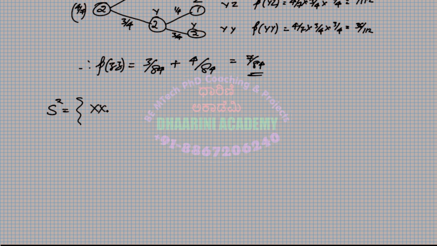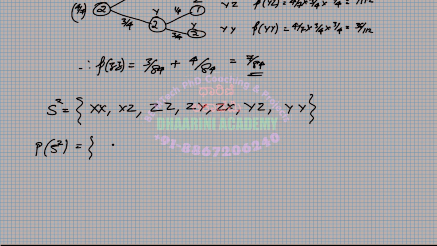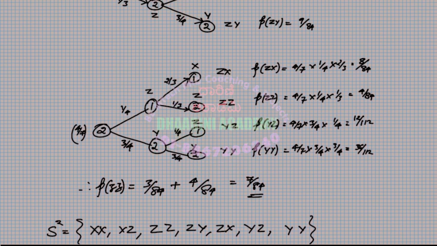I may get XX, XZ. I may have ZZ. Then I have ZY. ZY is possible. Okay, ZX is possible, it's a different one. Then I can have YZ and YY. So these are the total possible symbols we have in the list. Now I'll write what their probabilities are. Probability of S square, just write the corresponding probabilities over here, right? I can see that xx happens with the probability equal to, what is that?